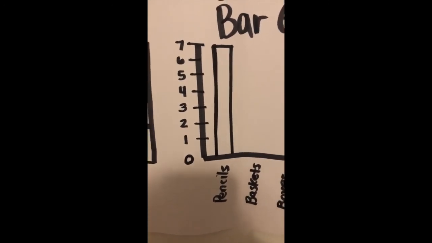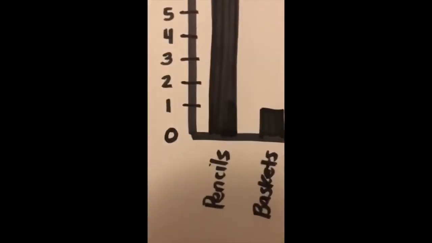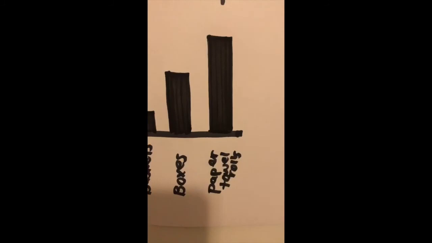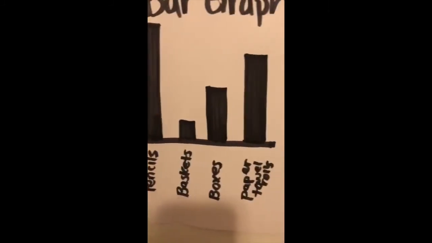Pencils is all the way to 7. Baskets, we only have 1. Boxes are at 3. Paper towel rolls, we had 5.